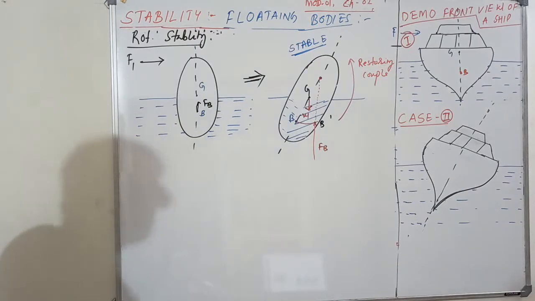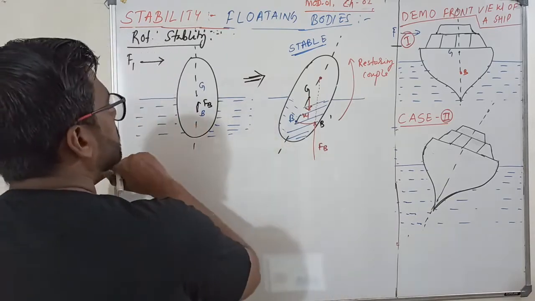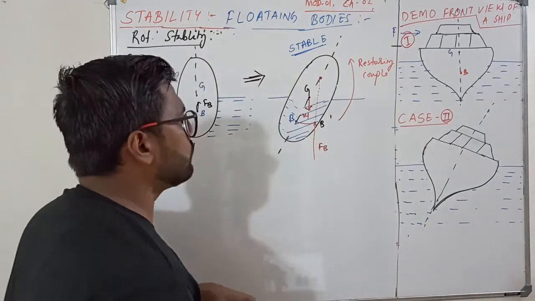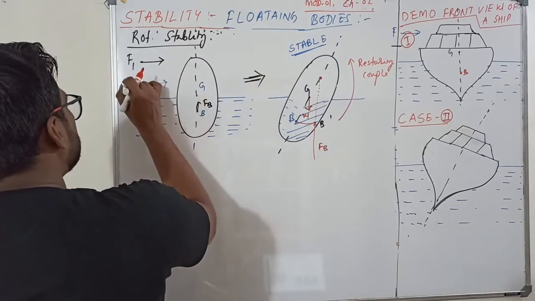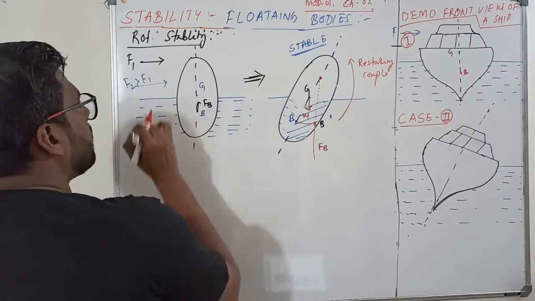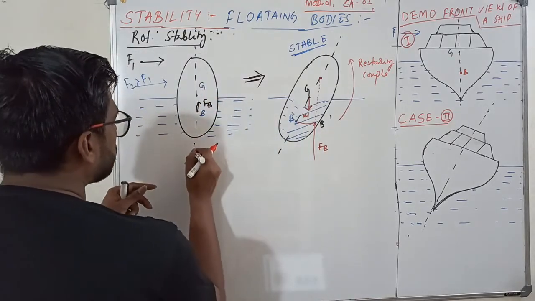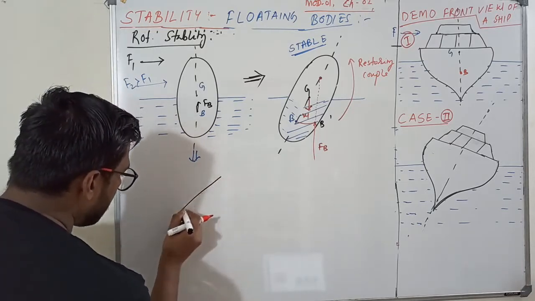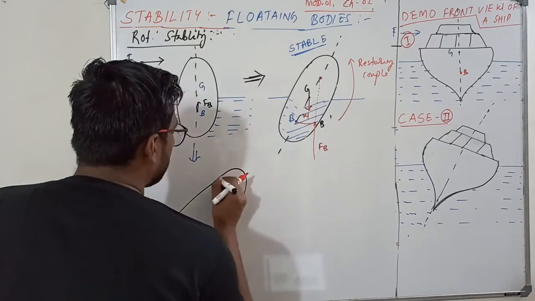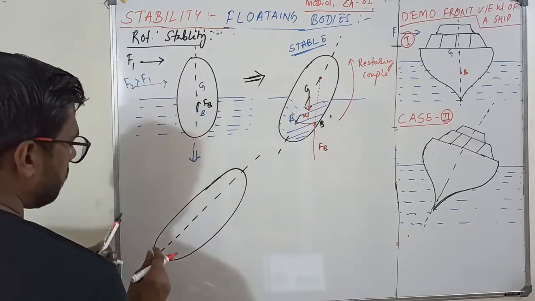Now what I have done? Next, I have applied F1 force. Now for the second case I have applied a little more force, that is, some force F2 which is greater than F1. After giving F2 amount of force, this tilted further. Now this is the line of action.